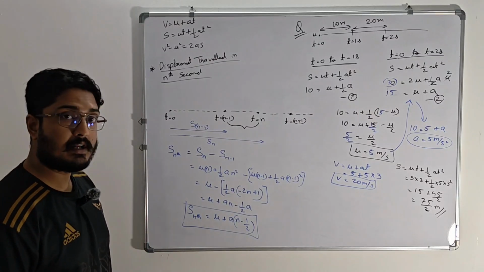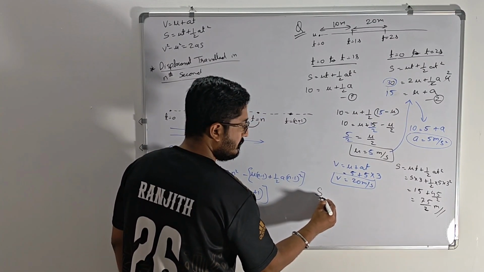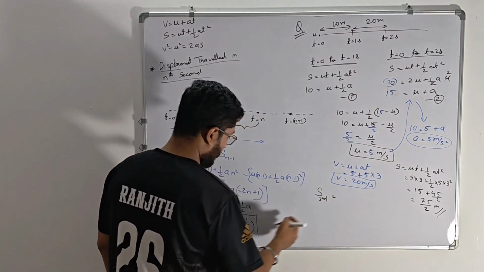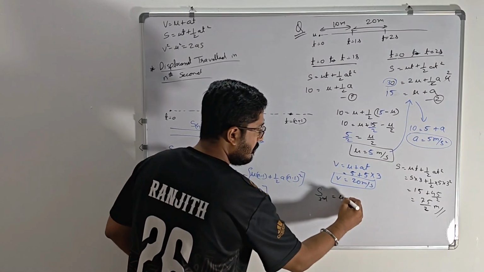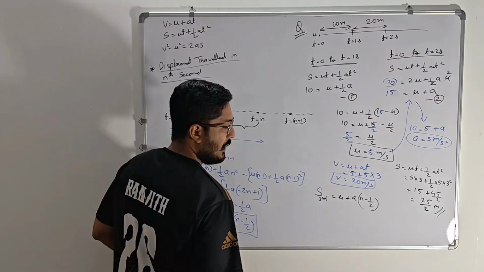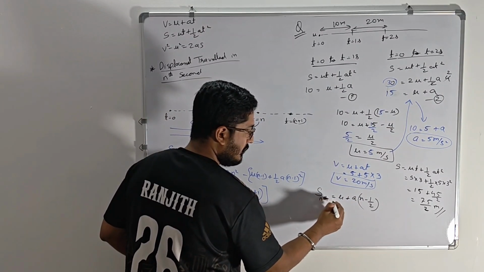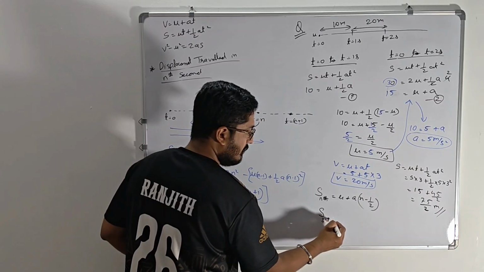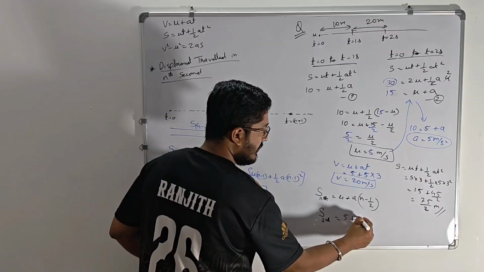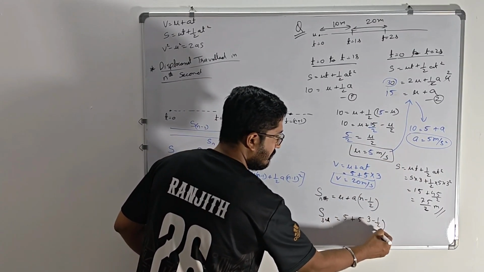But what if they ask specifically third second? Okay, so I should be saying displacement in the third second, which is this one, right? So I should be writing the formula as u plus a times n minus 1 by 2. And what is the n for our case? I'll just write this as nth. Okay, so now I'm substituting third. So what should I put now? U, initial velocity as 5, plus acceleration also 5, n value third second, 3 minus 1 by 2.